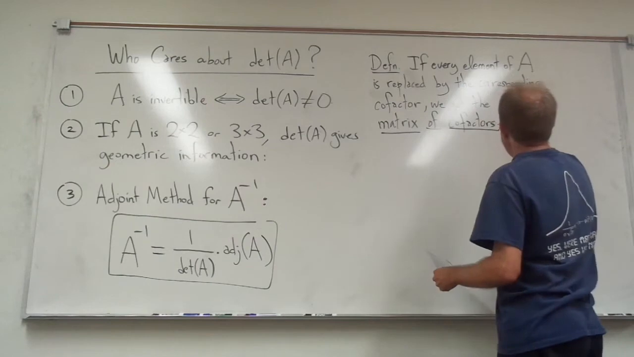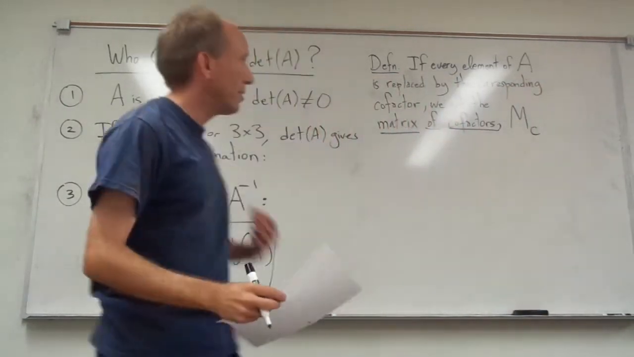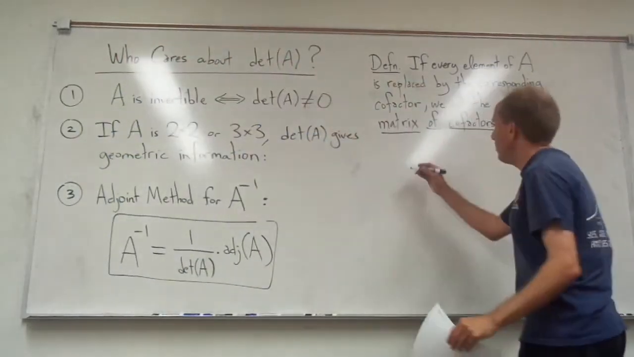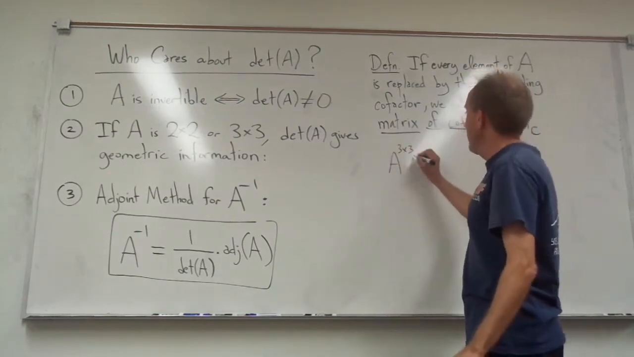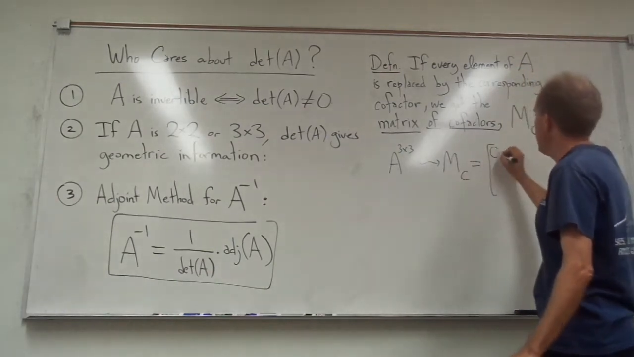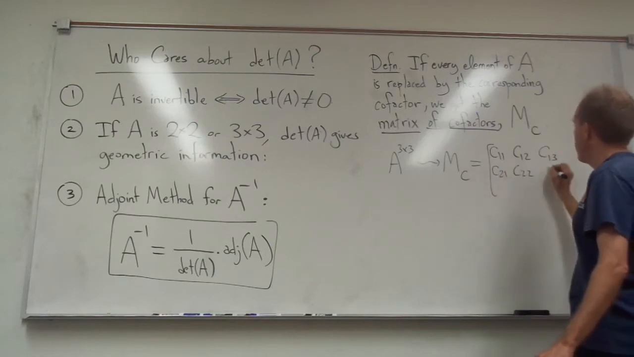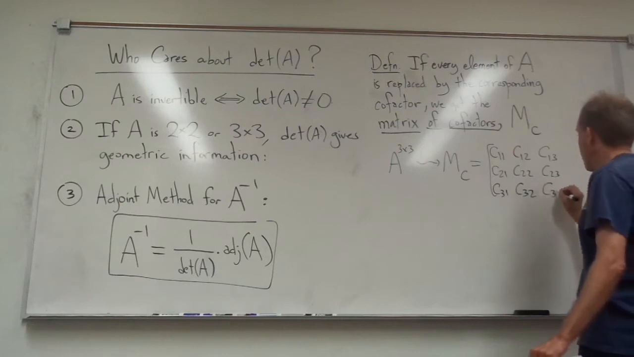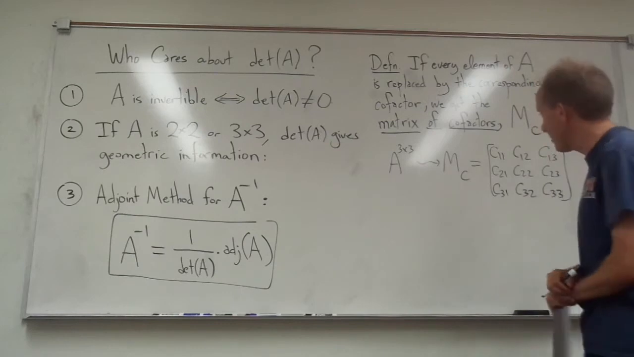I sometimes will write that as M sub C. It's the matrix of cofactors. So basically, for example, if you have a 3 by 3 matrix A, then the matrix of cofactors for A is literally just the matrix where you take every single entry and fill in all of the cofactors from the matrix A into this matrix. Okay? I'm going to show you an example in just a second.